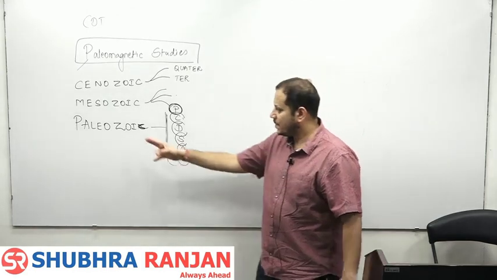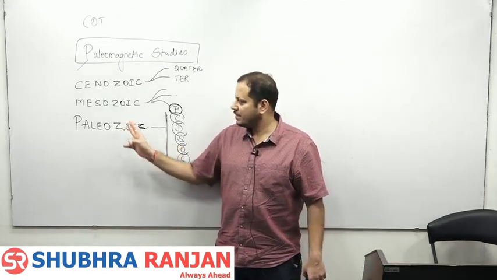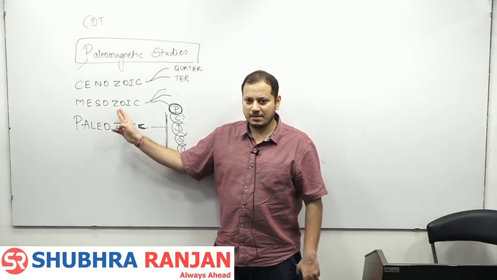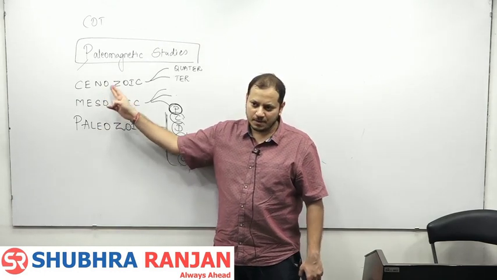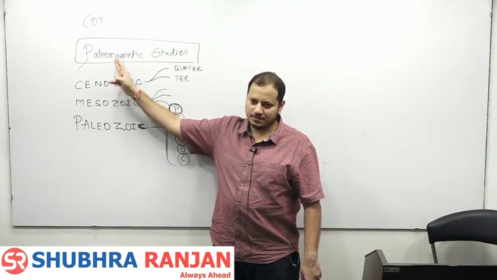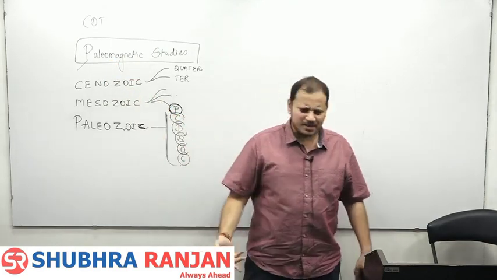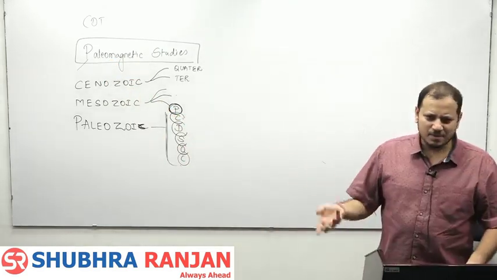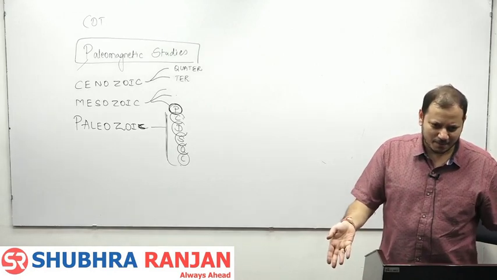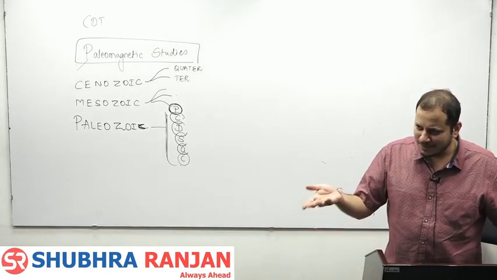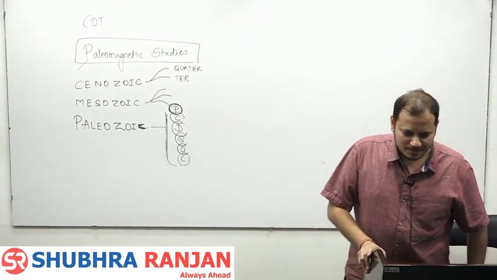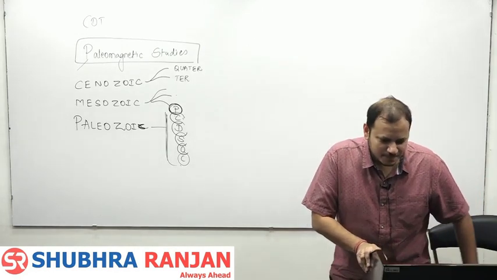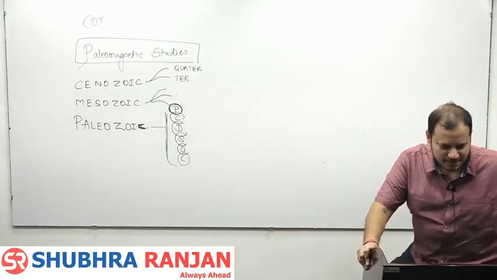So Paleo, old, Zoic, life. Meso means middle, life. Ceno means new, life. Similarly Paleo, magnetism, old magnetism. New magnetism पढ़ने की ज़रूरत नहीं because अभी तो पता ही है इंडिया कहाँ पे है, fine. So what you will do out of that, right? So paleomagnetism.